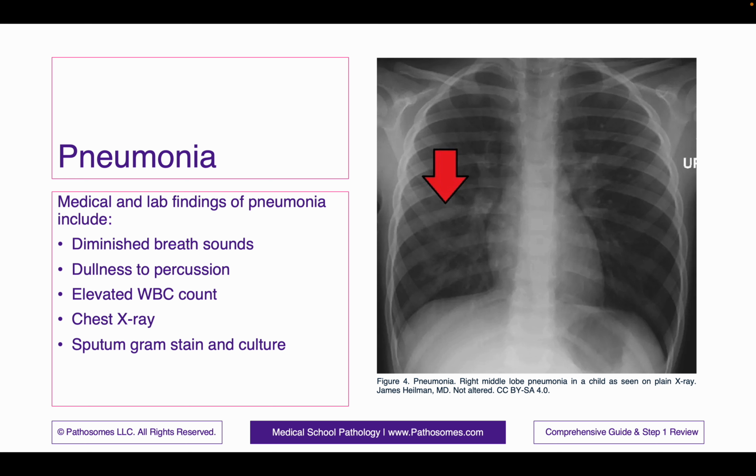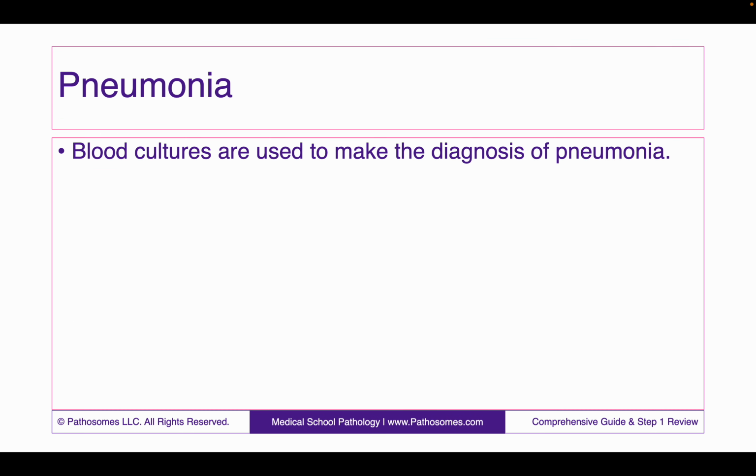Medical and lab findings of pneumonia include diminished breath sounds, dullness to percussion, an elevated leukocyte count, chest x-ray that's clearly showing a pneumonia process, and sputum gram stain and culture that may show the bacterial etiology of the pneumonia. Blood cultures are even sometimes used to make the diagnosis of pneumonia.